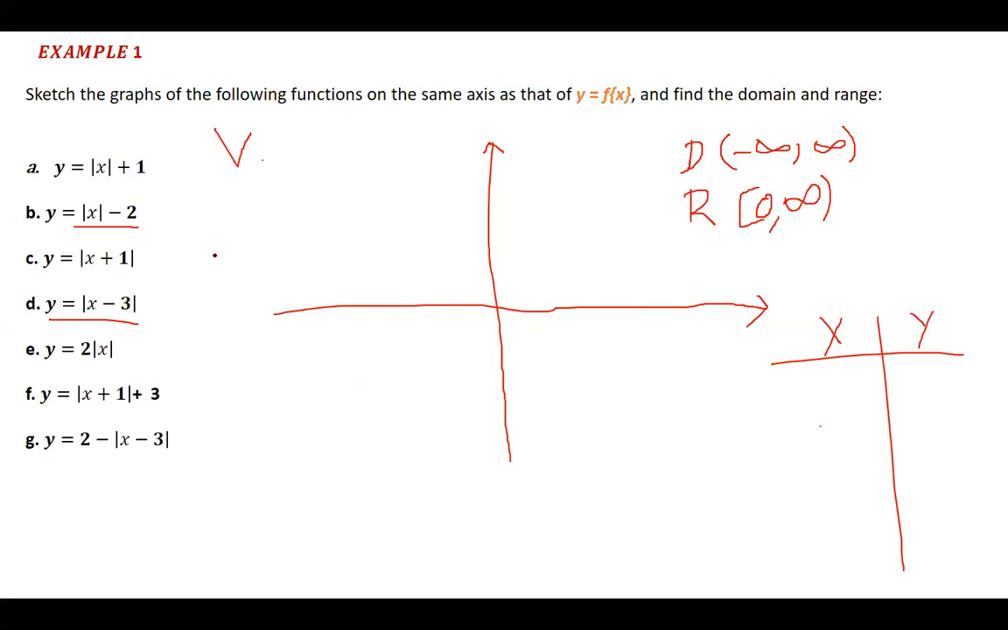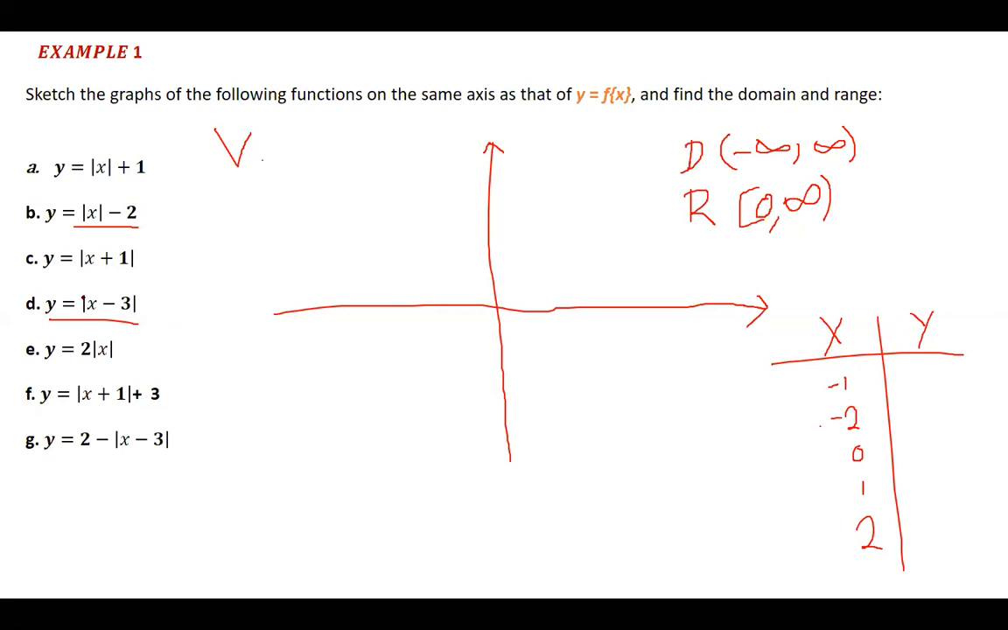And then for functions which have a gradient greater than 1 or less than 1, you normally just use the table of values where you put negative 1, you put negative 2, you put your 0, you put 1, you put 2.